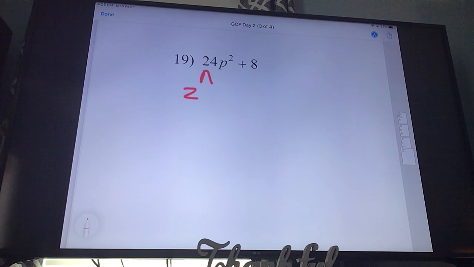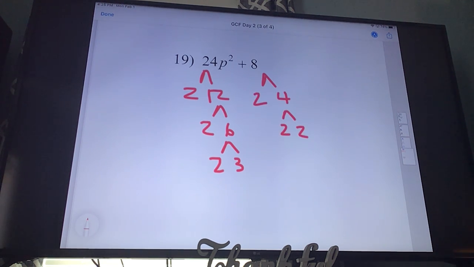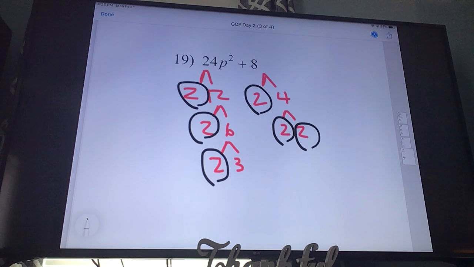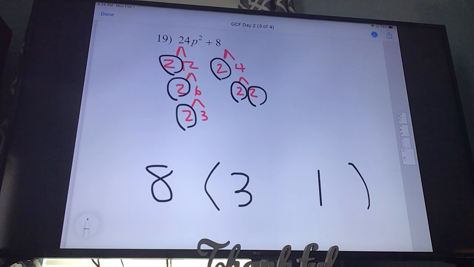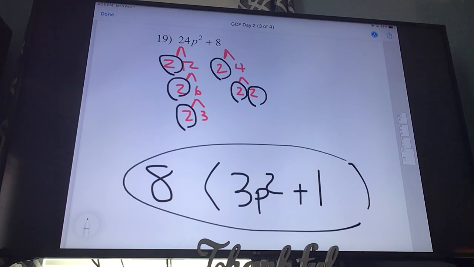We're going to have 24 divided by 2. You got 2 and 3, 2 and 4, 2 and 2. And so my matches are going to be 2 and 2, 2 and 2, 2 and 2. So I'm going to have 2 times 2 times 2 on the outside, which is 8. 24 divided by 8 is going to be 3. 8 divided by 8 is going to be 1. And I can't take any p's from either of them because the one guy has no money. So that's what you're going to get.